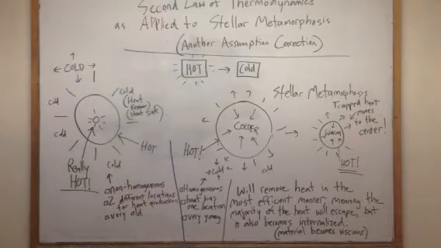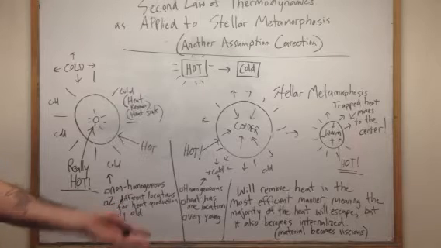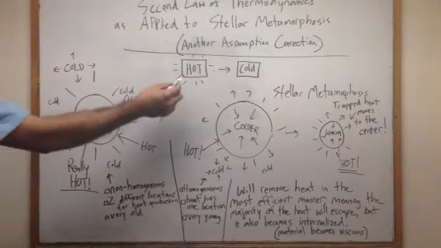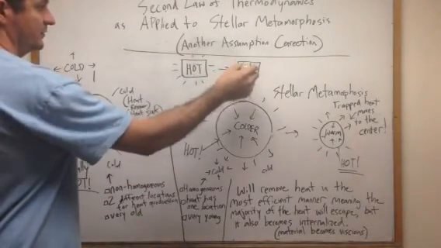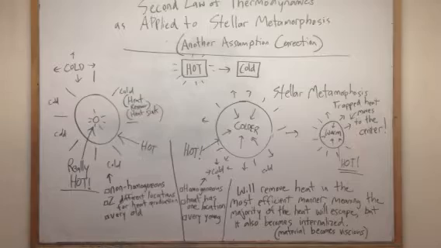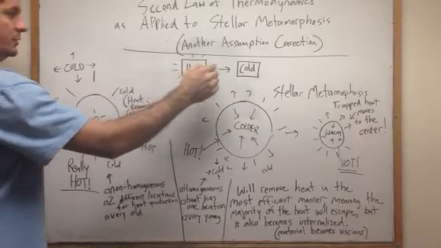The second law of thermodynamics as applied to stellar metamorphosis, as well as another bit of assumptions and their corrections. Now, the second law of thermodynamics is stated on Wikipedia. It's really confusing. All you need to know for realistic purposes is that you have a hotter object always transferring heat to the colder object. It doesn't go from the colder to the hotter. It always goes from the hotter to the colder.